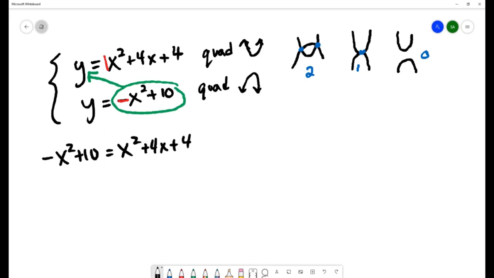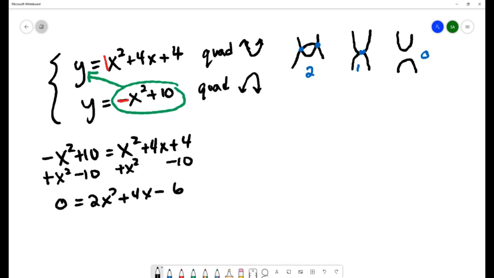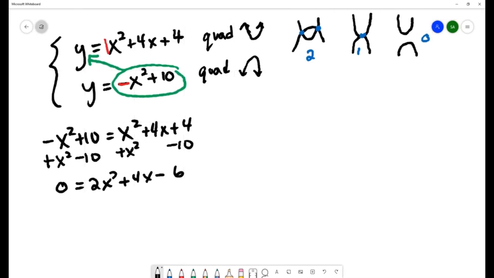And I'm going to move all the terms to the same side. So I'll add x squared to both sides. I'll subtract 10, and that gives 0 equals 2x squared plus 4x minus 6. So I have a quadratic equation, and I'm going to try to solve this with factoring. I'm going to factor the 2. And that would give x squared plus 2x minus 3.